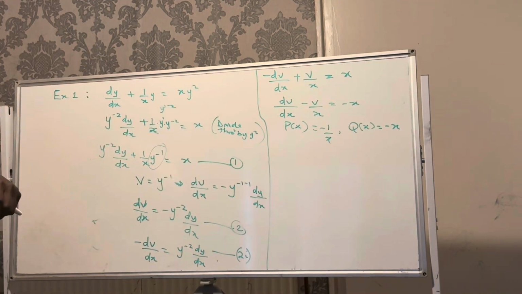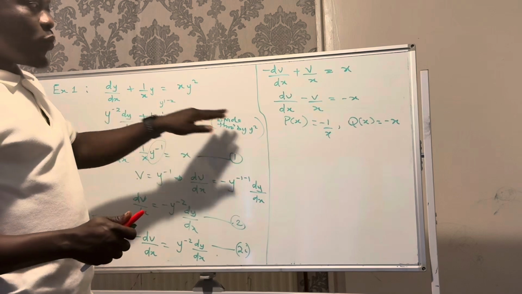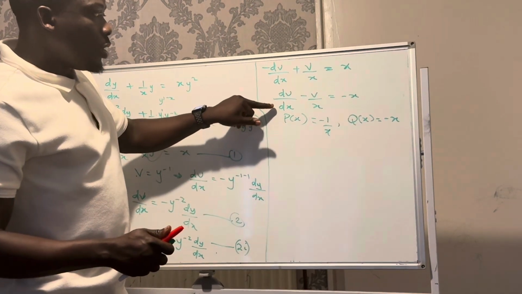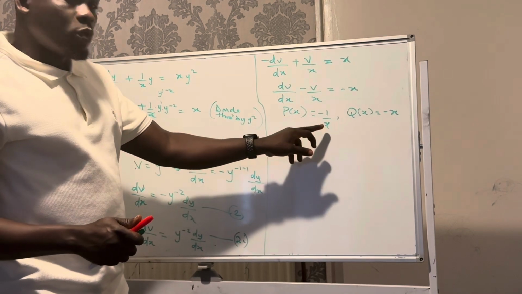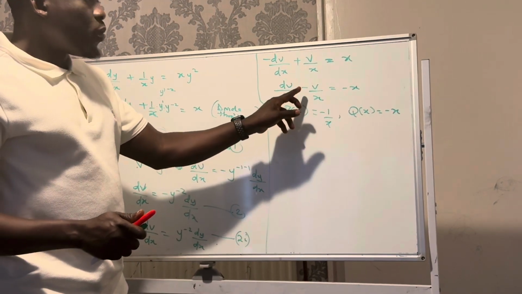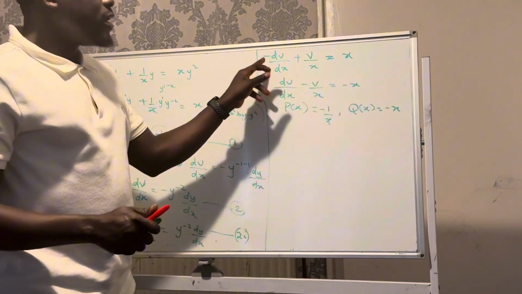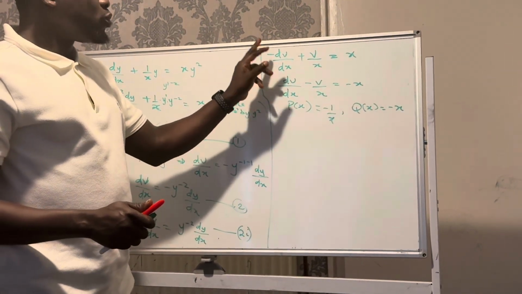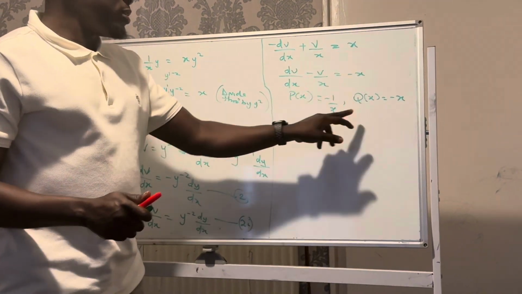Any question? What I did here is to simplify a non-linear equation to a linear differential equation. I determine my p of s to be minus 1 over s. The reason why I got negative here and negative here is because I multiplied everything by minus 1. So this will be dv/ds minus v over s equal to minus s.